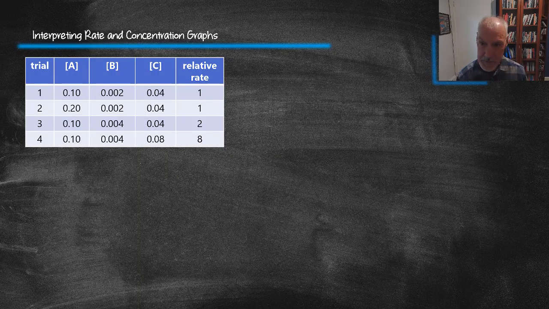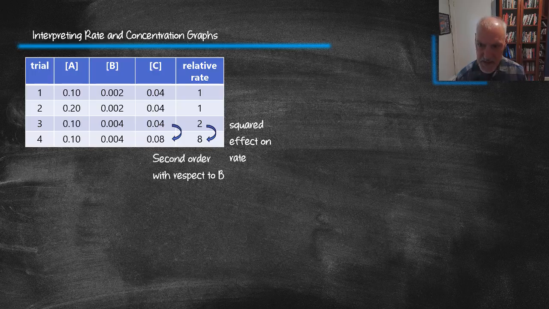Finally, to find the exponent for C, I want only C changing, and that would be trials 3 and 4. Here, I've doubled the amount of C, but I have a 4-fold increase, a squared effect. So we would say it's second order with respect to C. A graph of rate versus concentration then would do the following. If I double the concentration, the rate must go up 4 times. This gives the following profile, sort of like a y equals x squared curve.